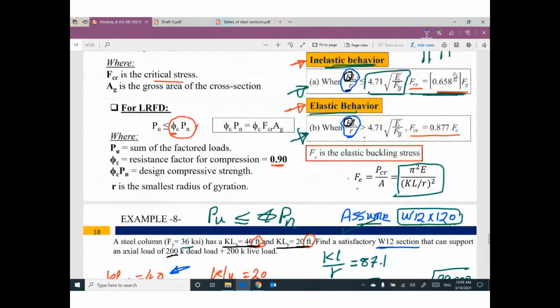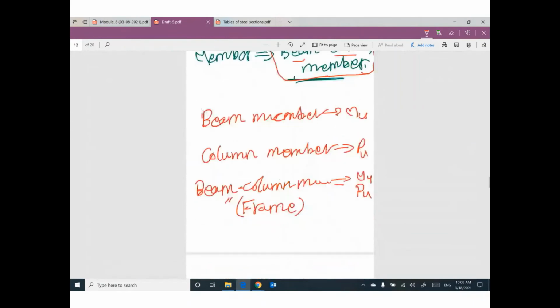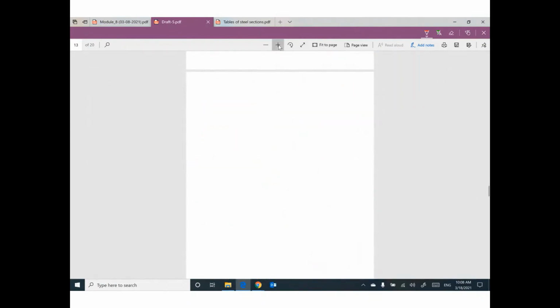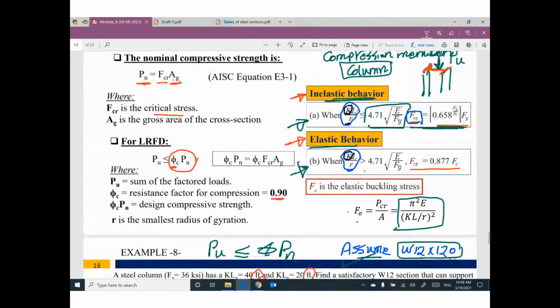The meaning is the value of Fcr, which is F critical, equal 0.658 to the power F yield divide Fe, all of them times F yield. So right now, the value of F critical equal 0.658 to power F yield divide Fe, all of them times F yield. That's right, 0.658. Yes.